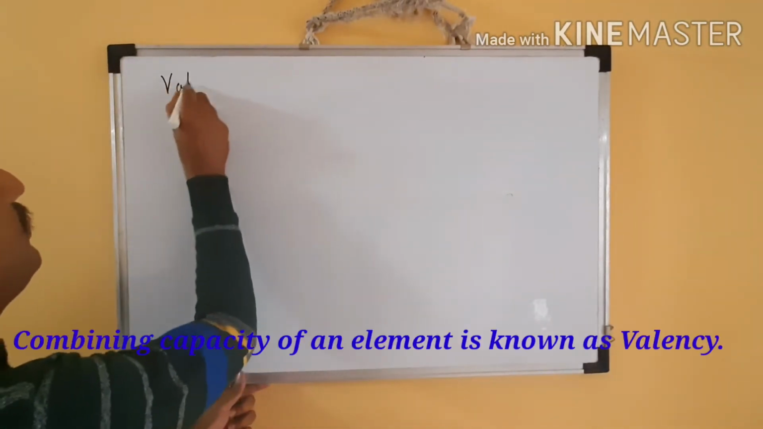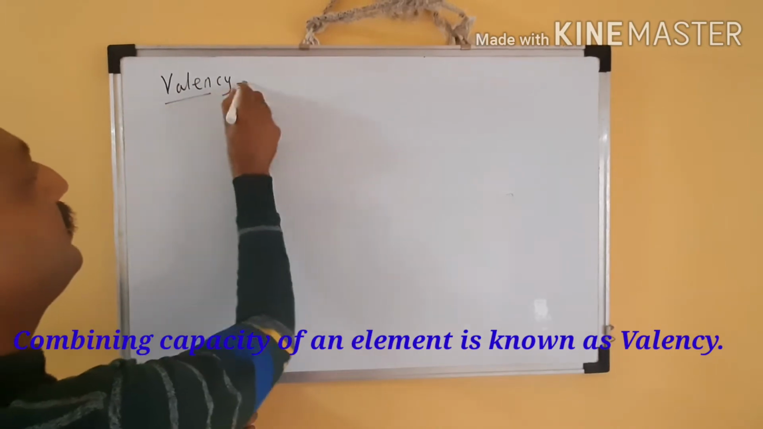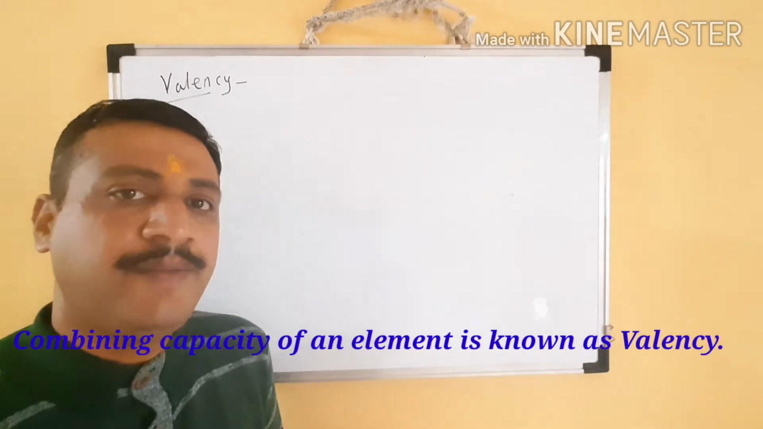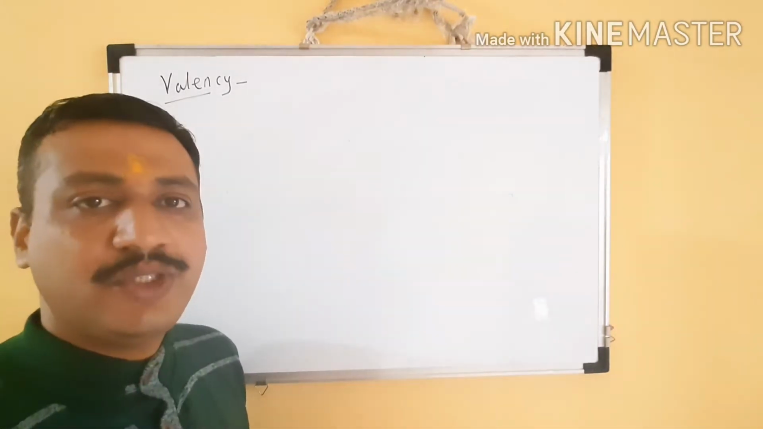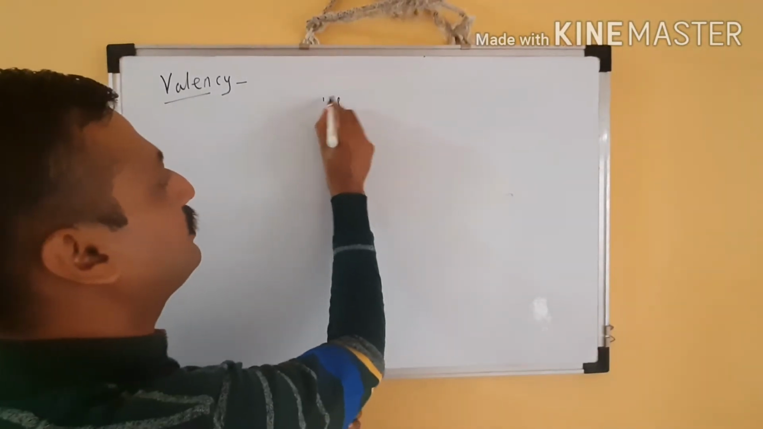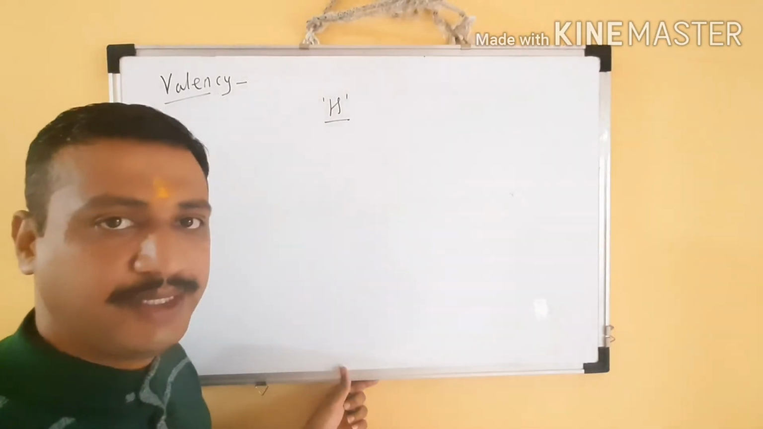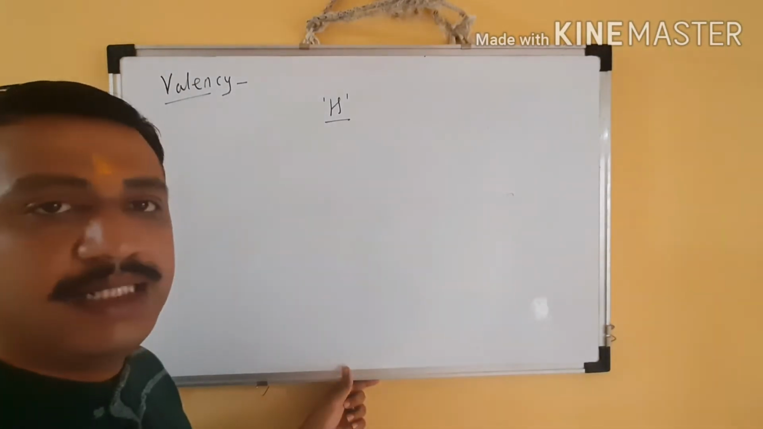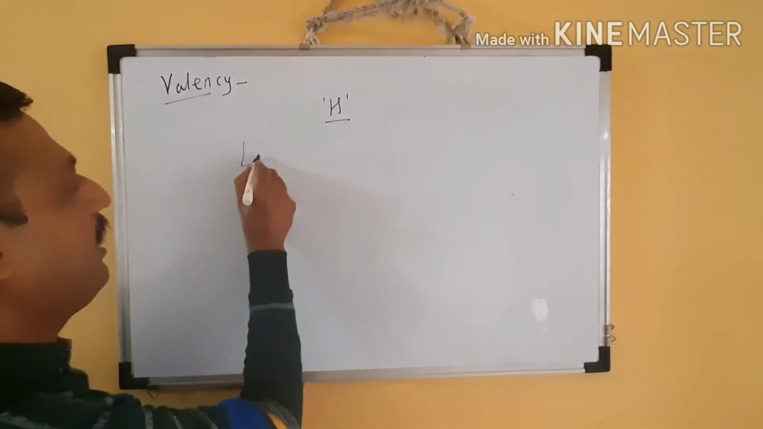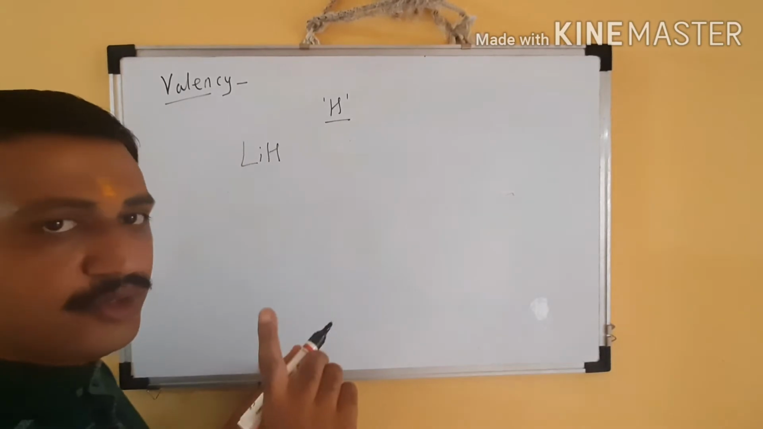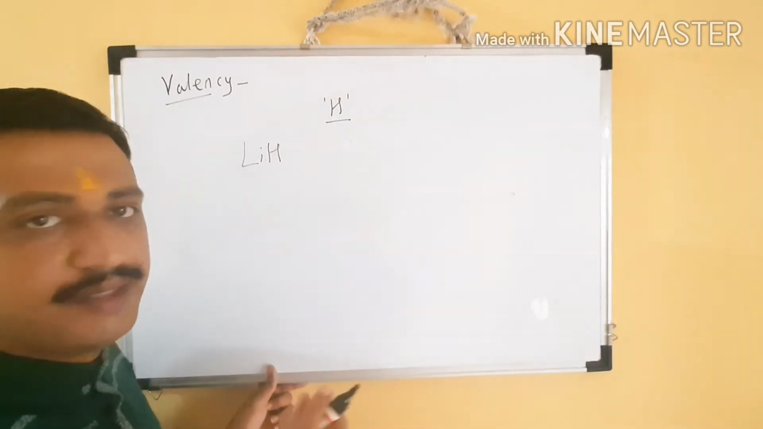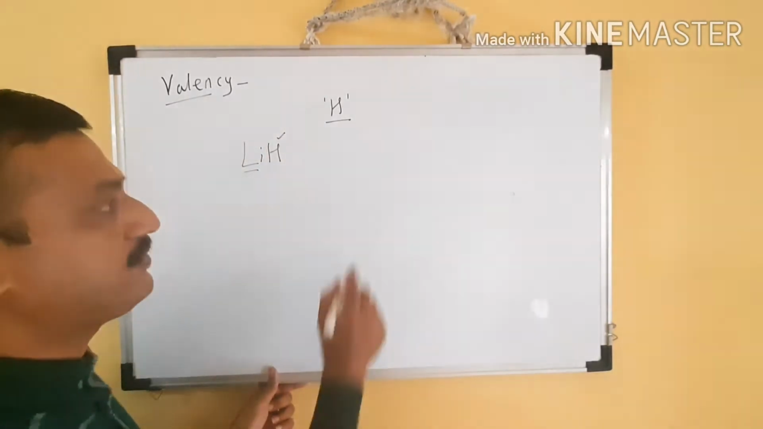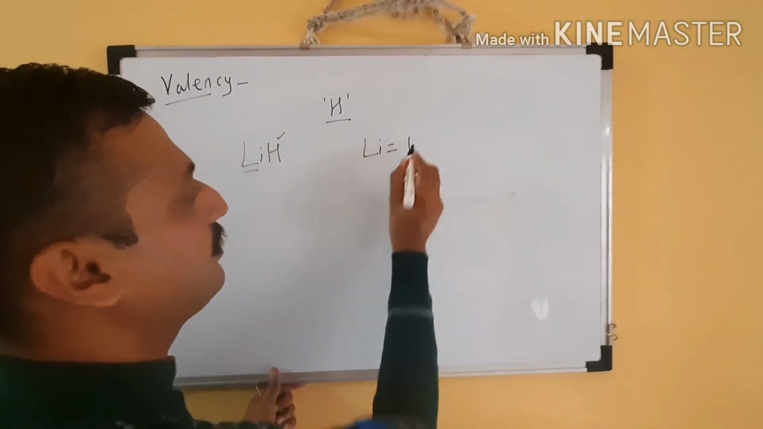The older definition of valency is that it is nothing but the combining capacity of an element. To determine the combining capacity of an element, hydrogen was considered as a standard reference element. We can understand this easily with an example. For example, lithium hydride, LiH. In one molecule of lithium hydride, one lithium atom combines with one hydrogen atom. That's why the valency of lithium is 1.